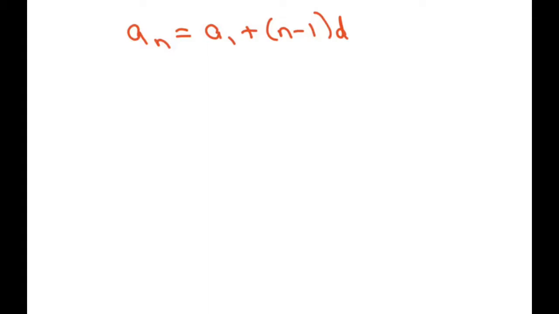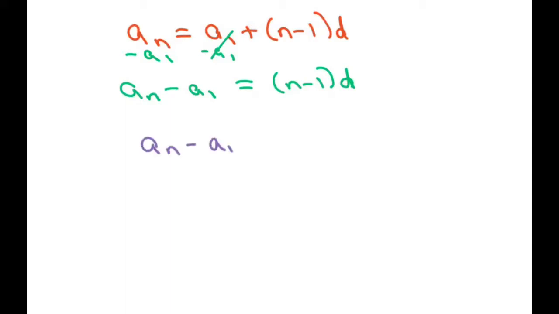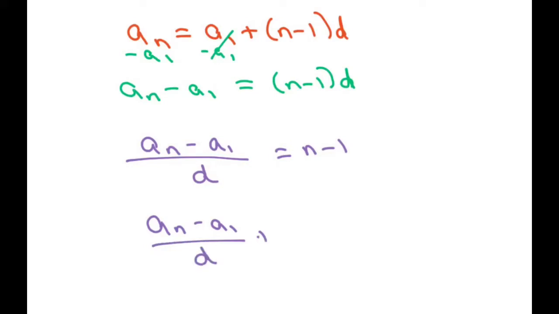So if I want to solve for n, what I would do is I would subtract my first term here, a sub 1. That cancels. So you get that equals n minus 1 times d. Then I would divide both sides by d, so you get a sub n minus a sub 1 over d equals n minus 1. And then I'm going to add 1 to both sides. And that's your n.